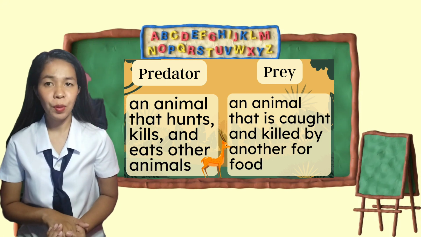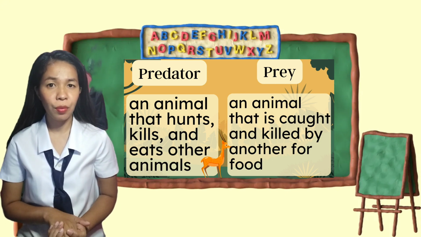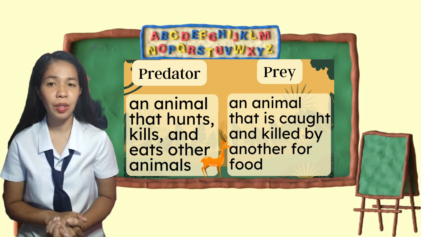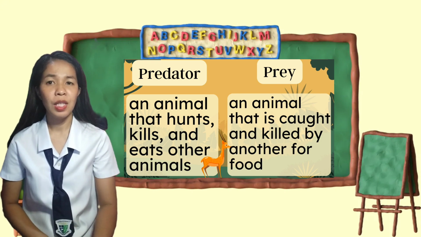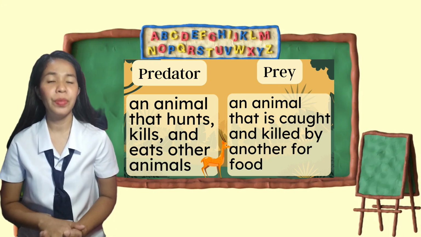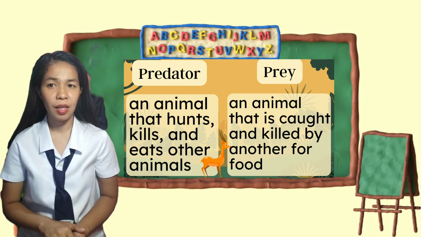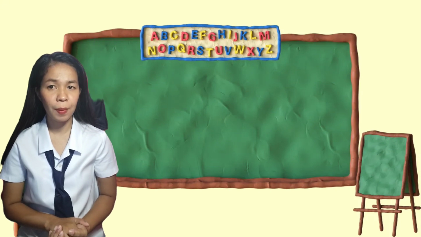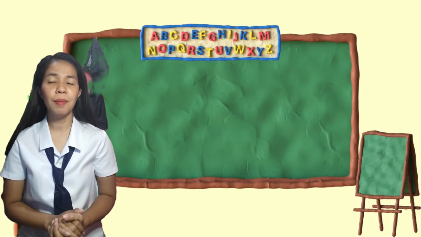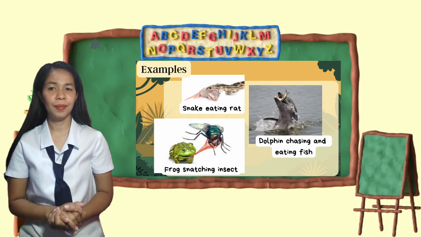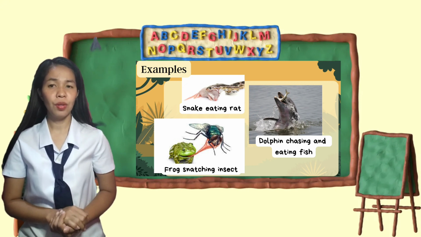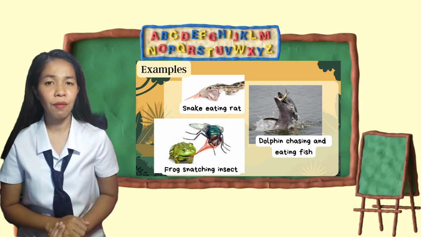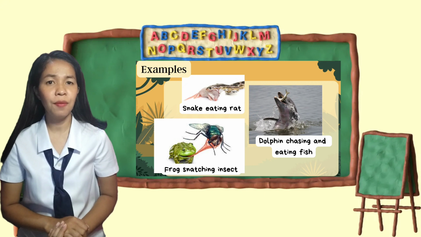Remember, the sizes of predator and prey populations are related to each other. If the number of prey is large, the number of predators increases. As predators feed upon the prey, the number of prey begins to decrease. The number of predators decreases since they have a smaller food supply. Here are some examples of predation. Snake eating fish, wolves hunting mouse, dolphins chasing and eating fish, and frogs snatching flying insects.